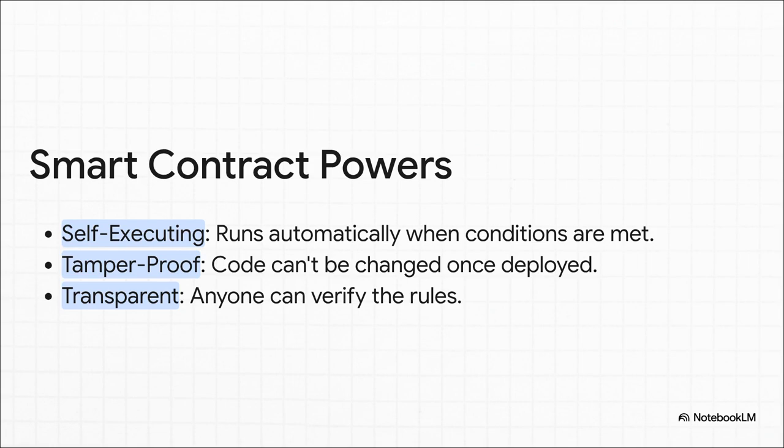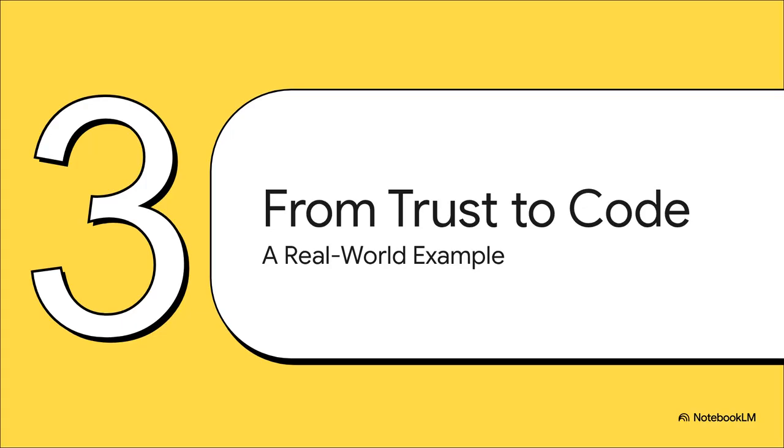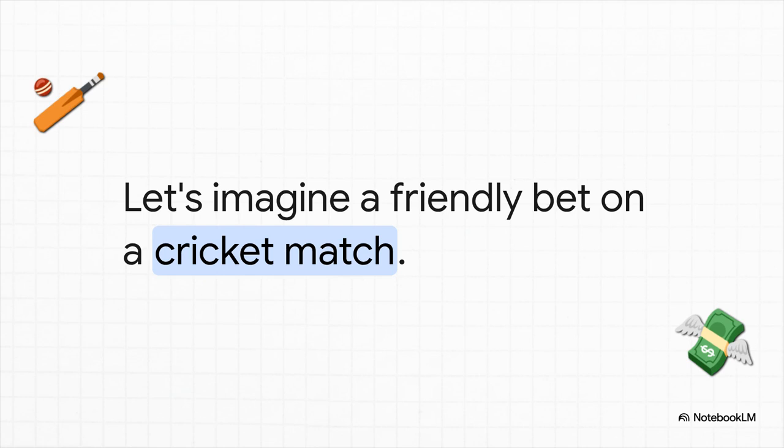No hidden clauses. All right, so theory is great, but let's see how this really shifts things in the real world. Let's take this idea of an automated agreement and apply it to a situation we can all understand. So, let's imagine you and a friend, you want to place a friendly little wager on a big cricket match. It's a simple, everyday kind of agreement. So how would we normally do this, and how does a smart contract completely change the game?